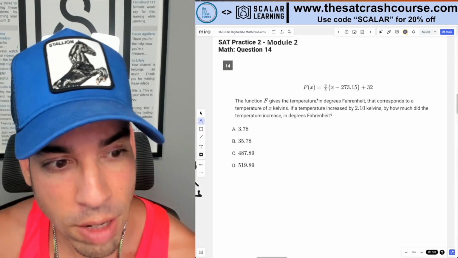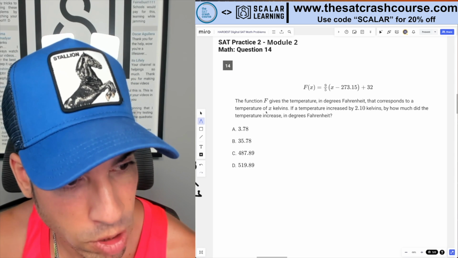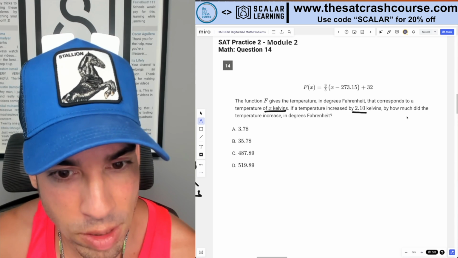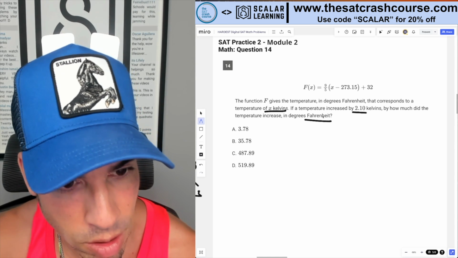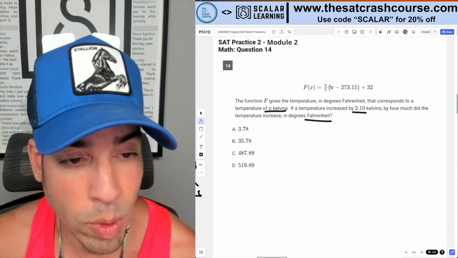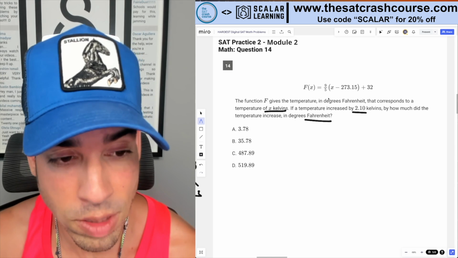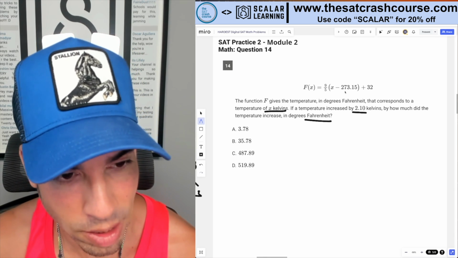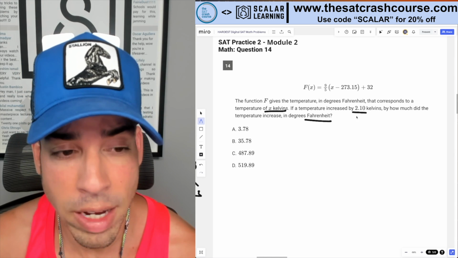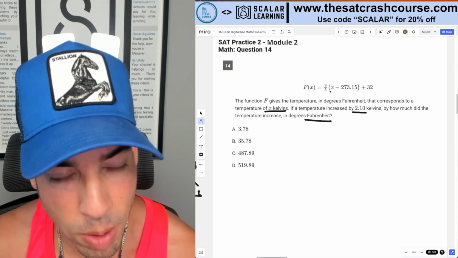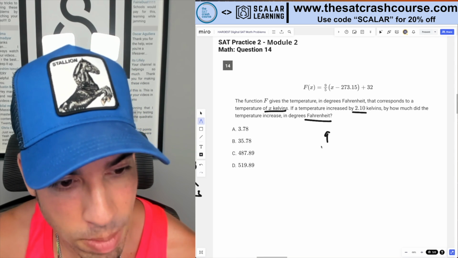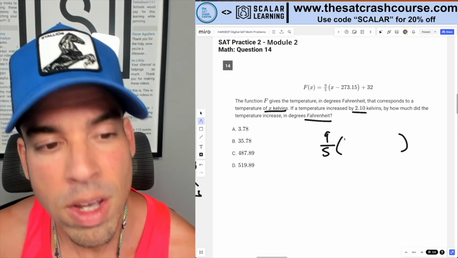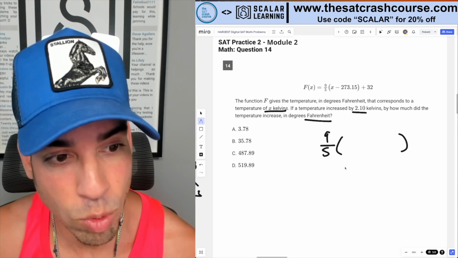Done. The function f gives the temperature in degrees Fahrenheit that corresponds to a temperature of x kelvins. If a temperature increased by 2.1 kelvins, by how much did the temperature increase in degrees Fahrenheit? So for me, the easiest way to figure this out is to use a combination of Desmos as well as two different x values, right? Because x represents Kelvin. So we want to know how much does Fahrenheit go up when Kelvins goes up by 2.1. I'm going to try and do this as smartly as possible, trying to make this the least amount of work possible, right?